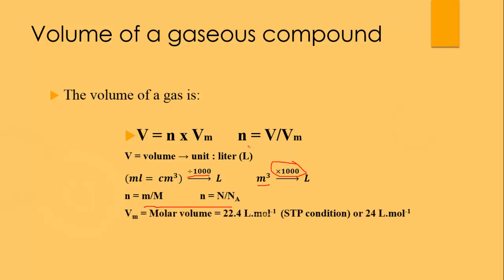What is meant by Vm? Vm is the molar volume. The value of the molar volume is a constant number. It must be given in the exercises. If the exercise mentions the words STP condition, or standard temperature and pressure condition, this means the value of Vm is 22.4 liters per mole. In some exercises we give you the value of molar volume as 24. According to the exercise, we use either 24 liters per mole or 22.4 liters per mole. It must be given or mentioned in the exercise.